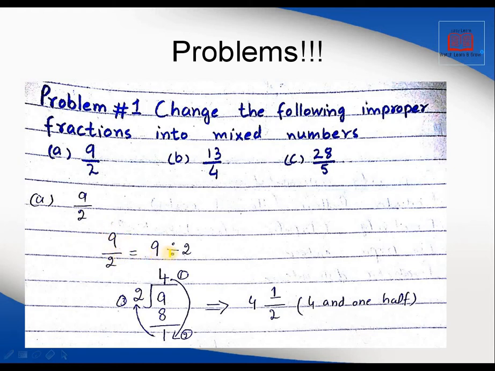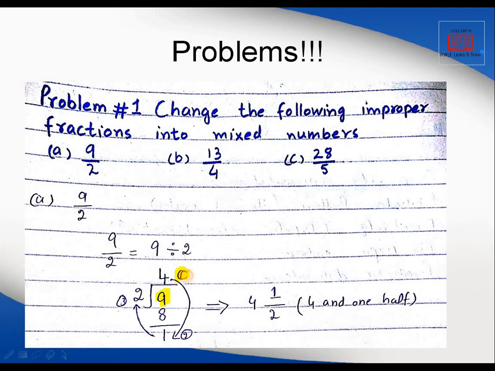So 9 divided by 2 can be written in this way. Division is already discussed in chapter number 1, basic arithmetic, so I will not explain the basic arithmetic here. 9 is divided by 2: 2 into 4 is 8, so the remainder is 1. Then you have to start in the clockwise direction.